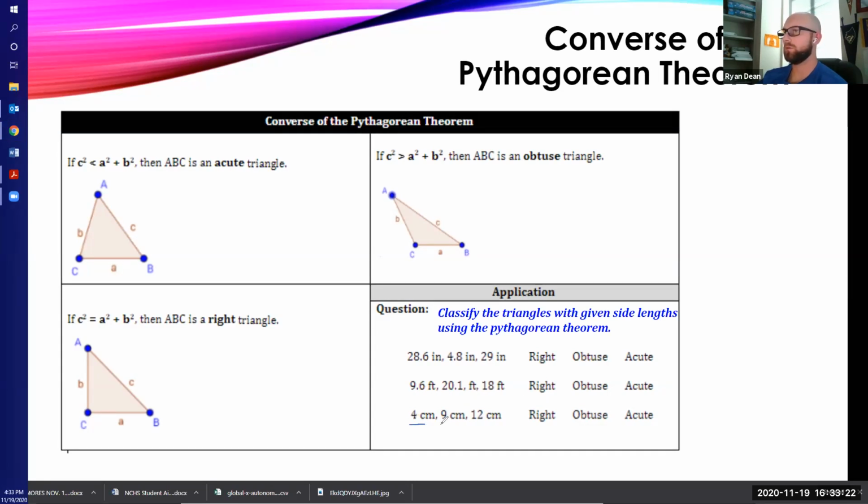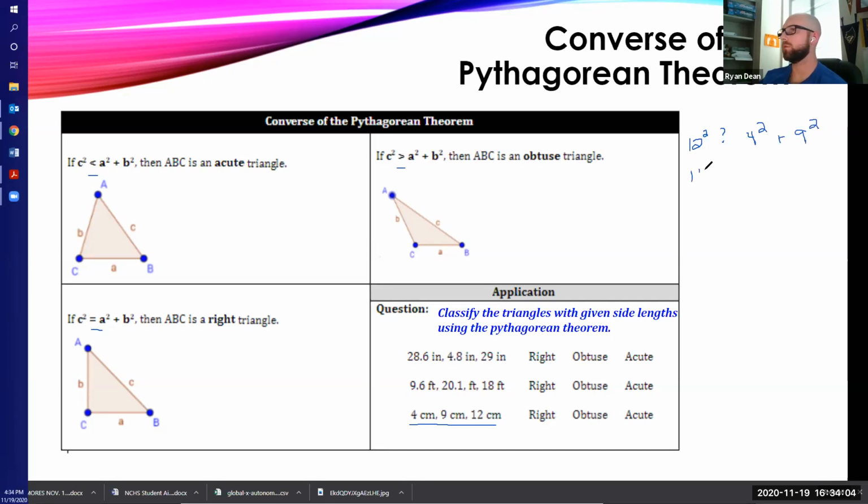So I'm going to do this 4, 9, and 12. So remember, the hypotenuse is the longest side. So the hypotenuse is always going to be the C, or the longest side is going to be C. So when I write this down, I have 12 squared, and I'm going to put a little question mark here because I need to figure out if I'm going to do this symbol, this one, or the equal sign. And then I have 4 squared plus 9 squared.